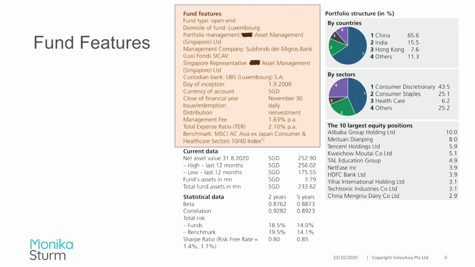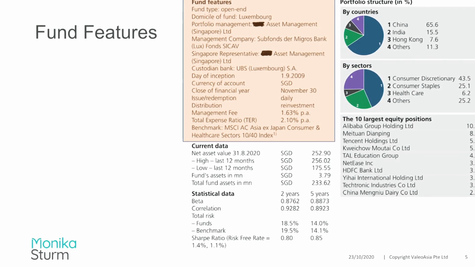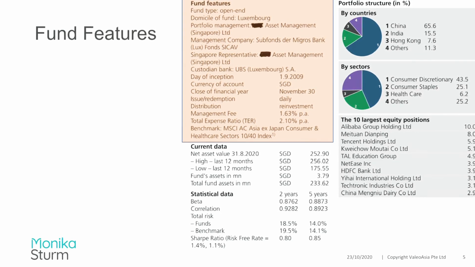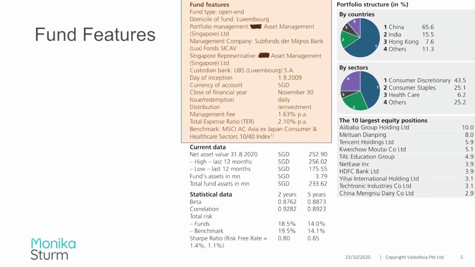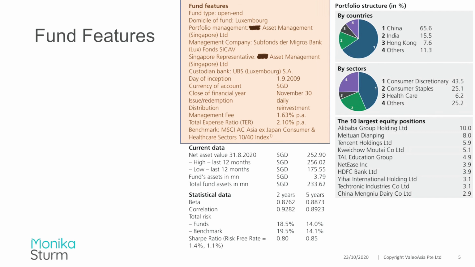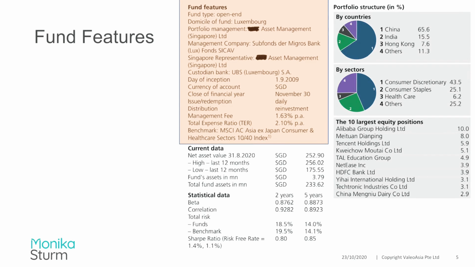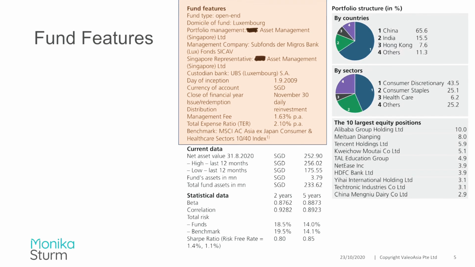Now let's look at the fees. The fund charges a fee for managing the fund of 1.63% per annum. This 1.63% pays the operating costs of the fund management. In addition, the fact sheet quotes a total expense ratio or TER of 2.1%. This ratio gives you the total fees being charged by the fund per annum. It includes the management fees of 1.63%, as well as trading fees, legal fees, auditor fees, and other expenses.